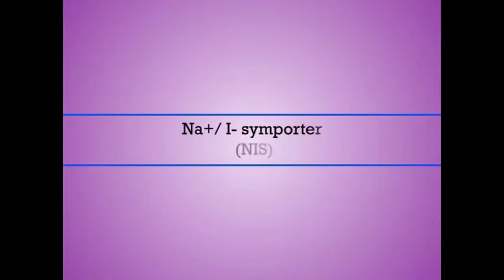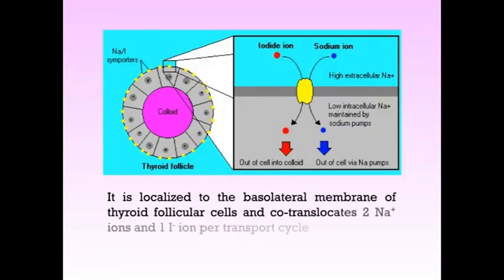Next is the sodium iodide symporter, known as NIS, and this is responsible for the accumulation of iodide from blood by the thyroid gland, which is absolutely necessary for the synthesis of thyroid hormones. Here, it is localized to the basolateral membrane of thyroid follicular cells and co-translocates 2 sodium ions and 1 iodide ion per transport cycle. NIS is also found in other tissues, such as in the mammary glands, where it functions to transport iodide into the nursing mother's milk.